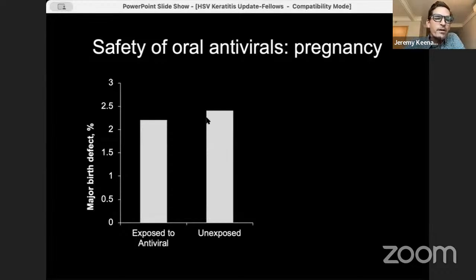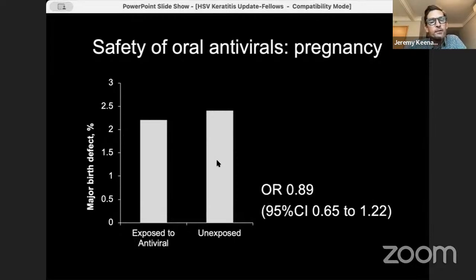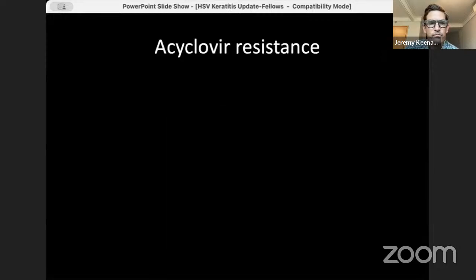And you can see it was about the same, just a little over 2% for both of those groups, and the odds ratio was not significant. So it seems like being on an oral antiviral is not really having teratogenic effects and not causing any problems. So it seems like it's safe to continue use of acyclovir or valacyclovir during pregnancy.